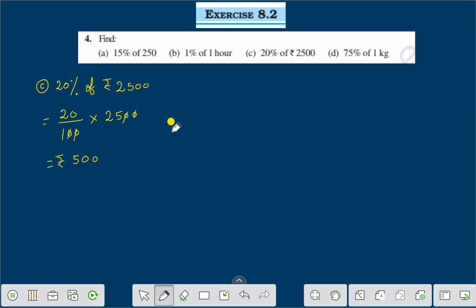Now the next question, question number (d), is 75% of 1 kg. We know that 1 kg is equal to 1000 gram. Therefore, it can be written as 75% of 1 kg, that means 1000 gram.